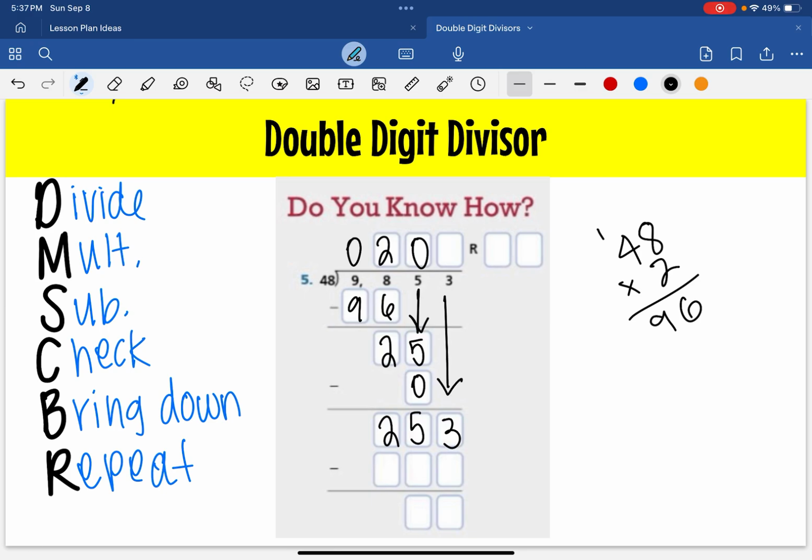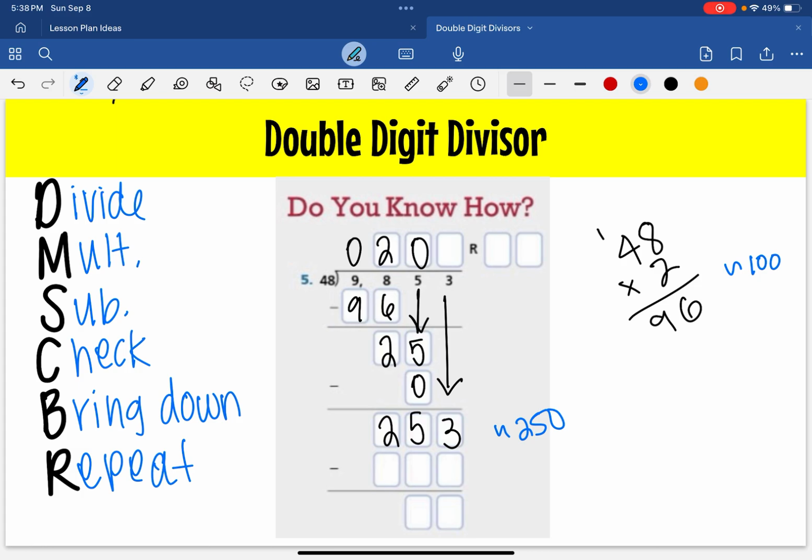Okay? So we look at the next part and we try to see how many times 48 can go into 253. Well, let's look at the work that we already did. That way we don't have to repeat ourselves for some things. So 96 is about 100, right? And we're trying to get to about 250, because I'm just rounding these. So if I know that 48 times 2 is about 100, I know that 48 times 4 would be about 200. But I'm trying to get to 250.